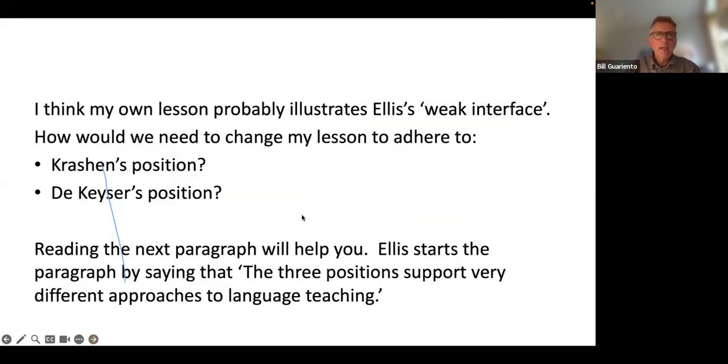So I think my own lesson probably illustrates Ellis's weak interface. But if we took my lesson about my childhood holidays, how would we need to change my lesson to follow Krashen's position? How would we need to change it to follow DeKeyser's position? Oh, that's a difficult question. What does Krashen believe?